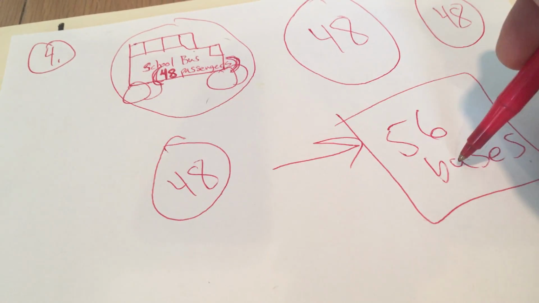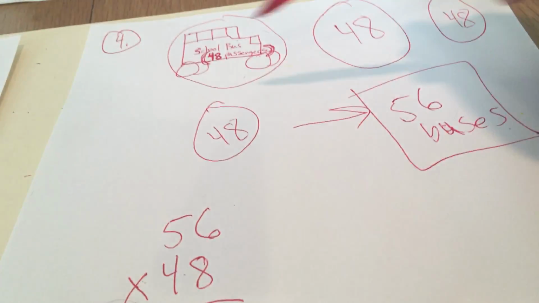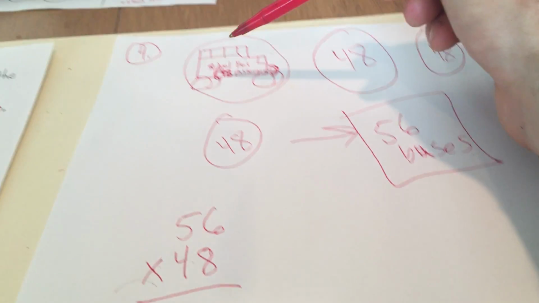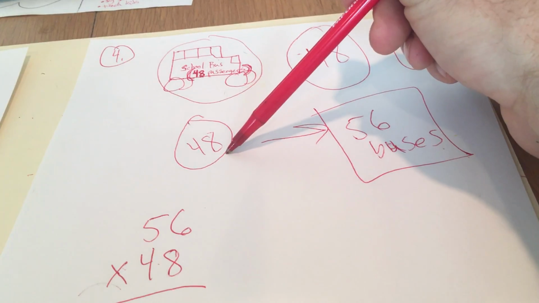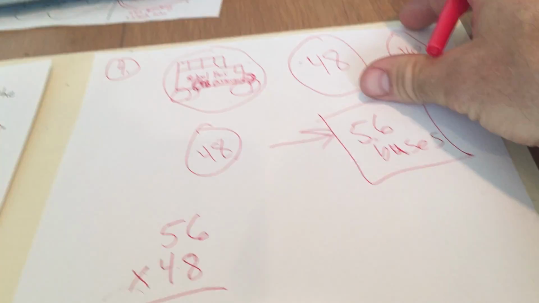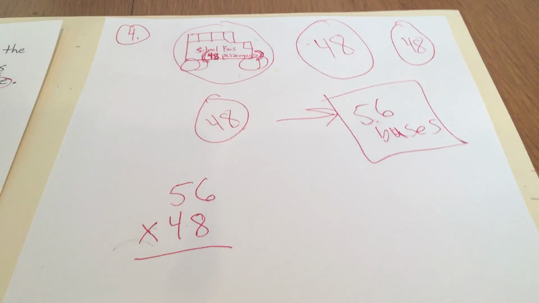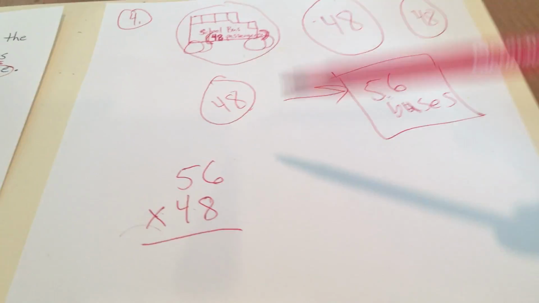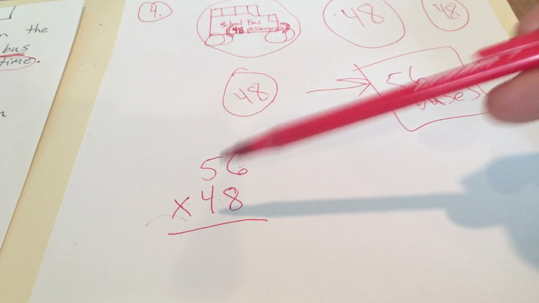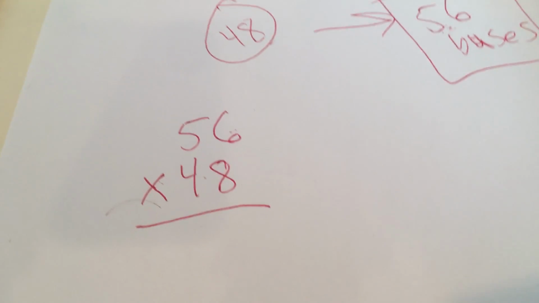Okay? So there's 56 buses times 48 passengers on each bus. We're going to multiply the number of buses times 48. We could do repeated addition, 48 plus 48 plus 48, adding 48 together 56 times, but that's going to take a really long time, and there's a good chance that you're going to make an addition mistake. So we're going to multiply 56 times 48, so 56 school buses, and each of those buses has 48 passengers on them. Let's do 56 times 48 to see how many kids can take a bus to school.